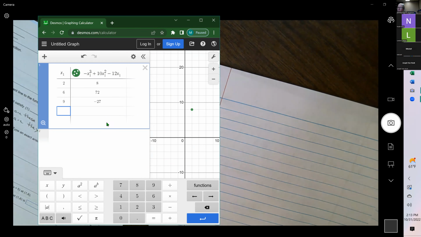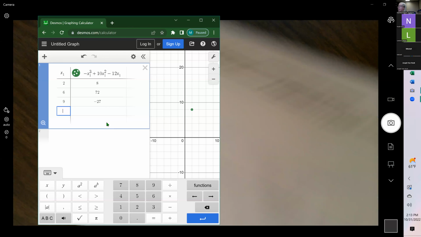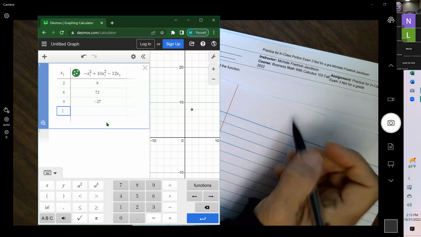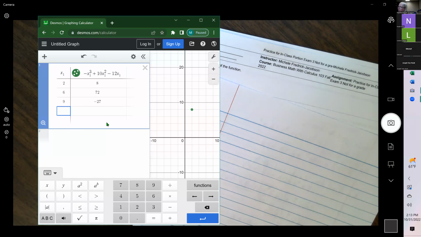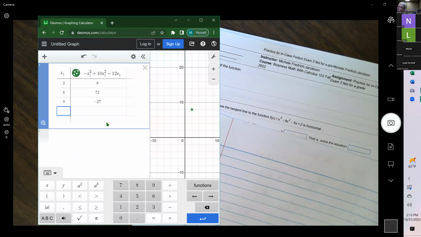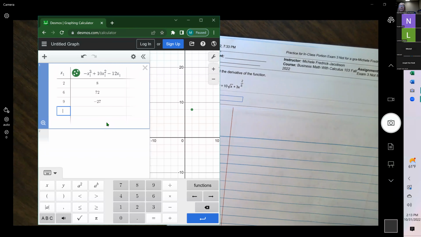The other problems all come from the MyMathLab in-class portion, exam 3, not for a grade. So it's the first one. This is one where it'll just say to take the derivative.